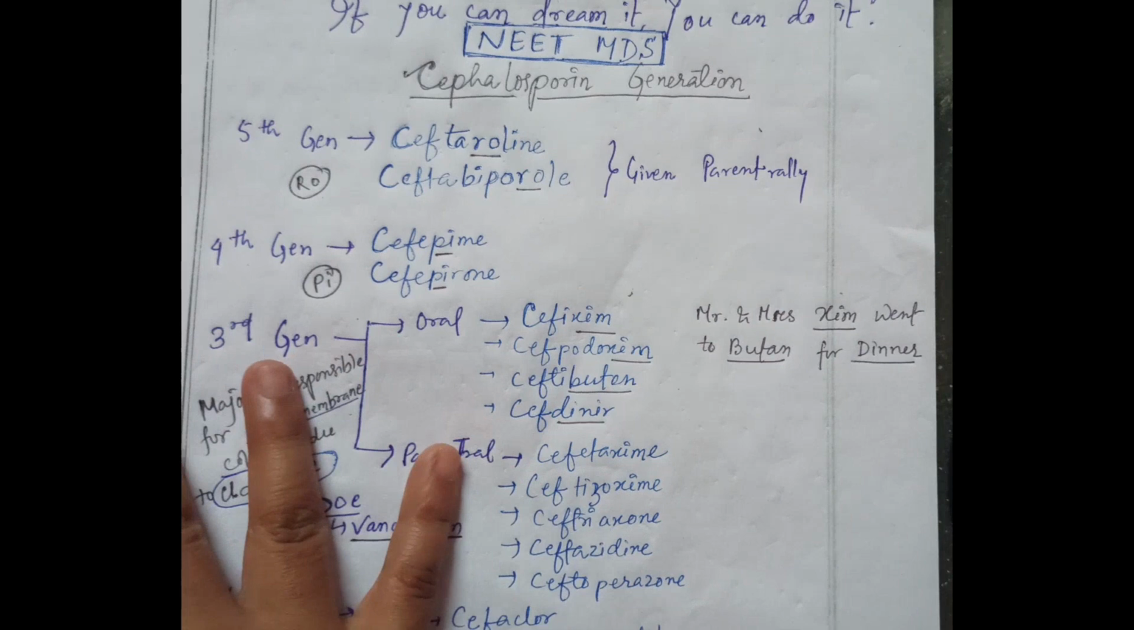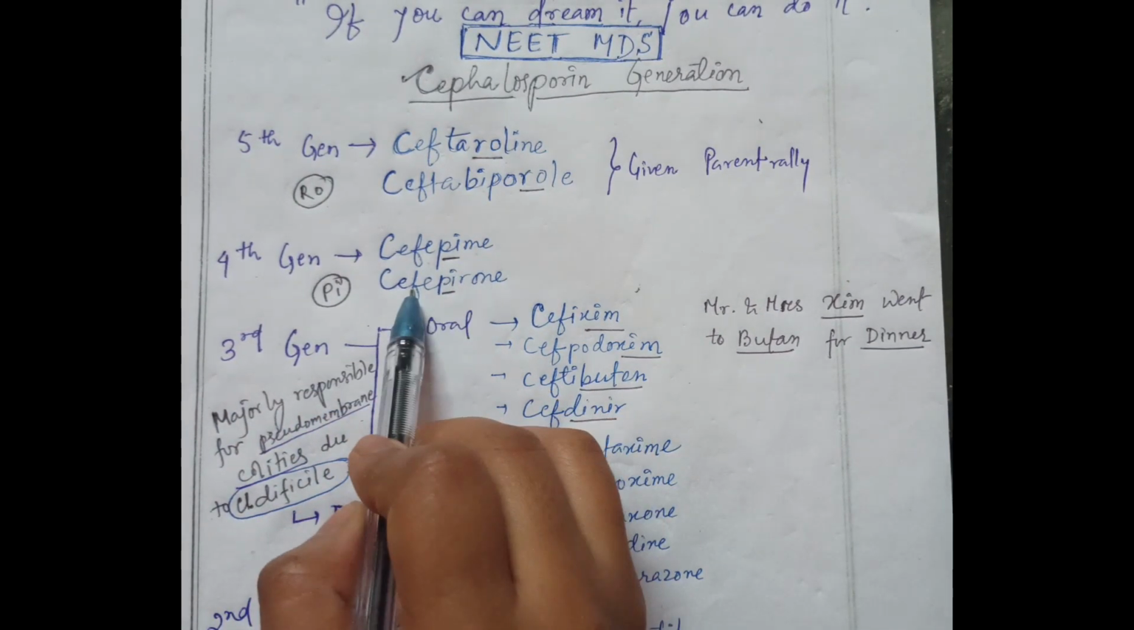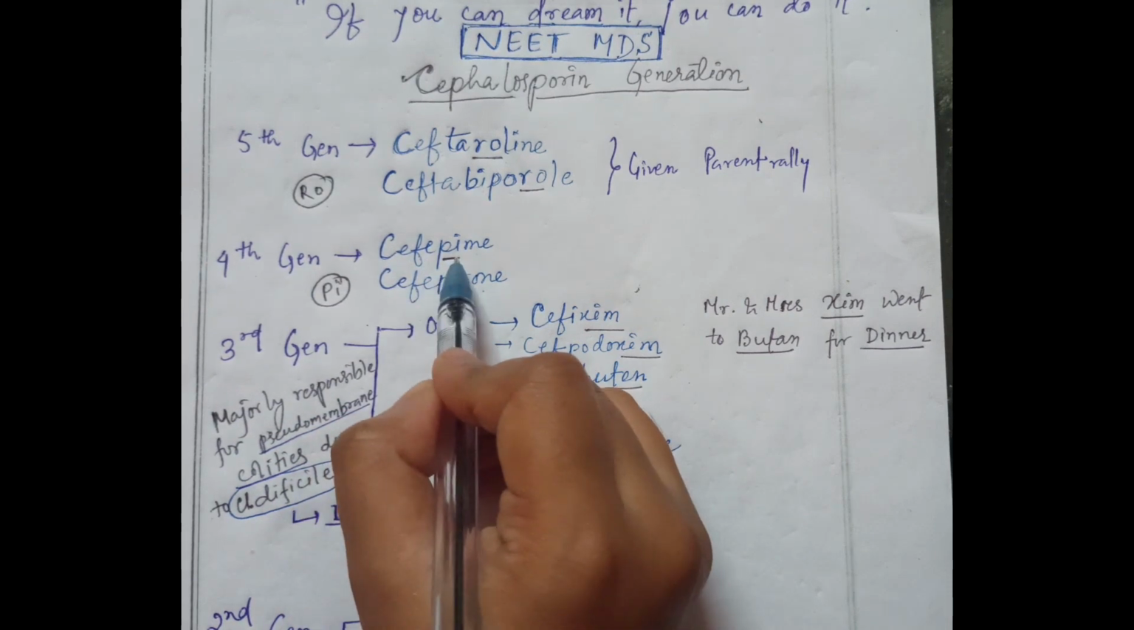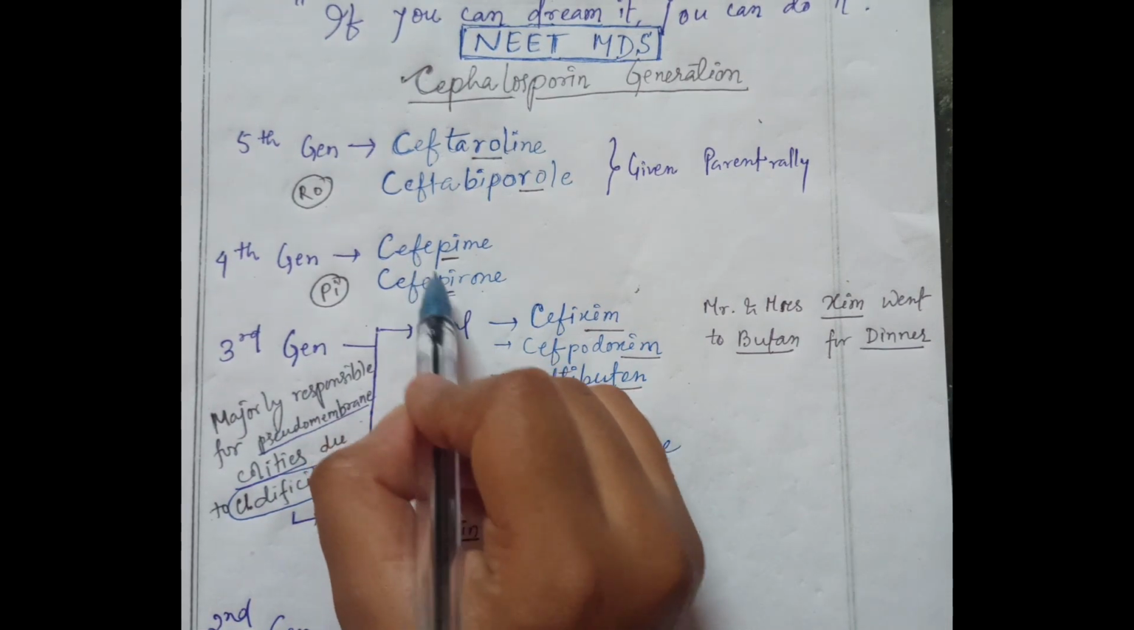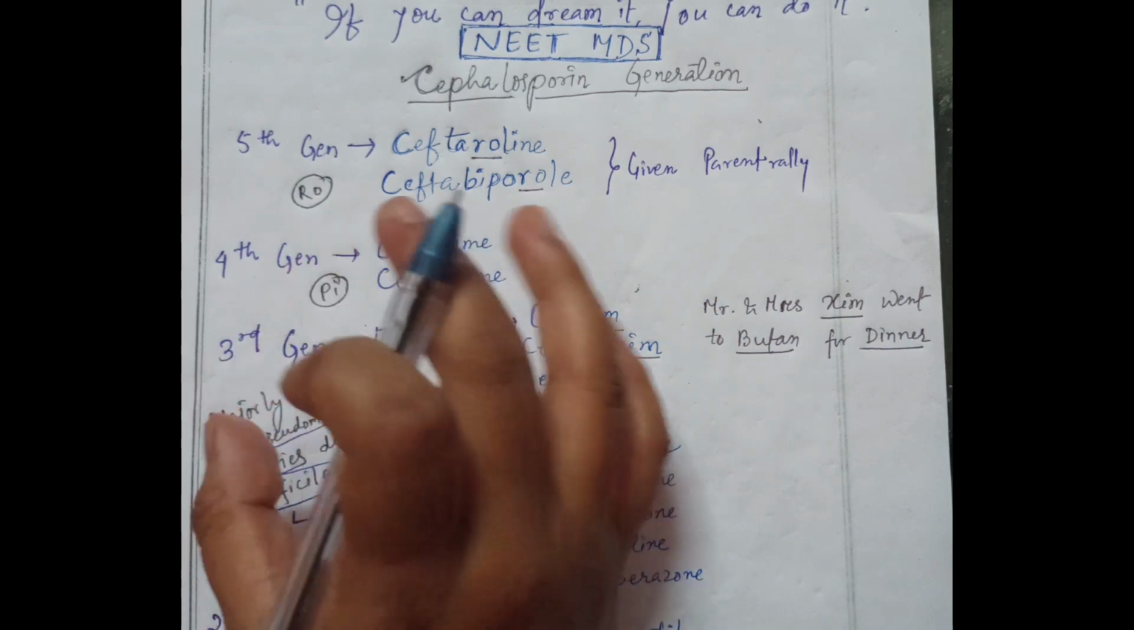Now coming to the 4th generation. The 4th generation is very easy. Cefepime and cefpirome. See here, PI and PI. So wherever you find PI, it is 4th generation. To remember the 4th generation, PI is the term.